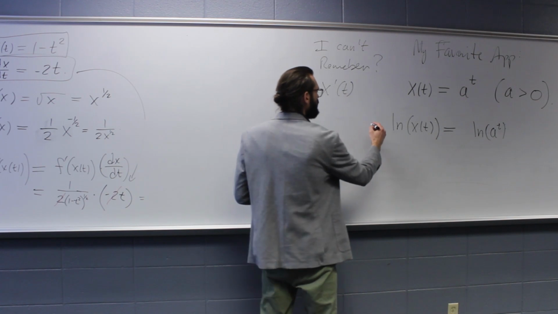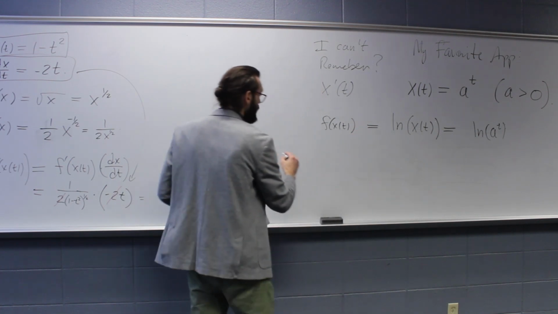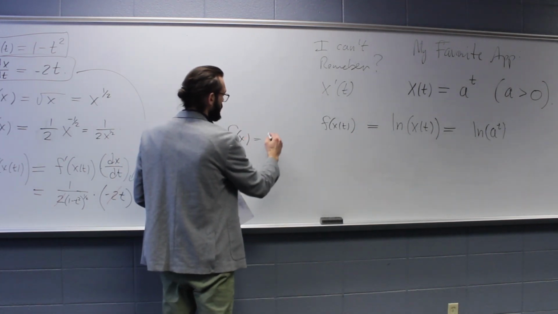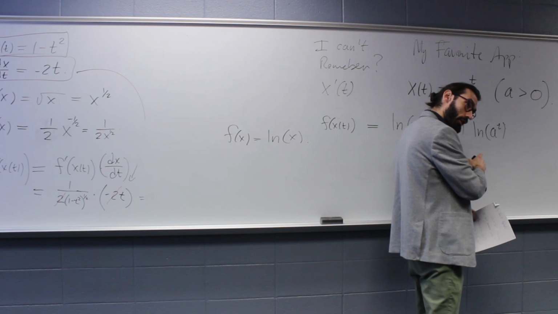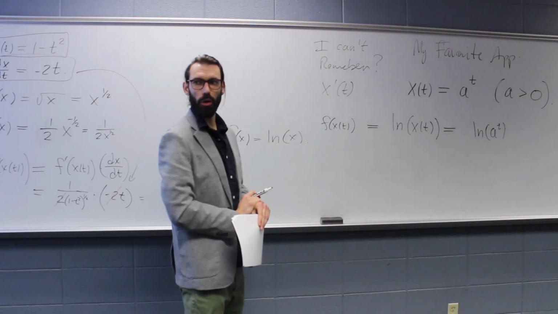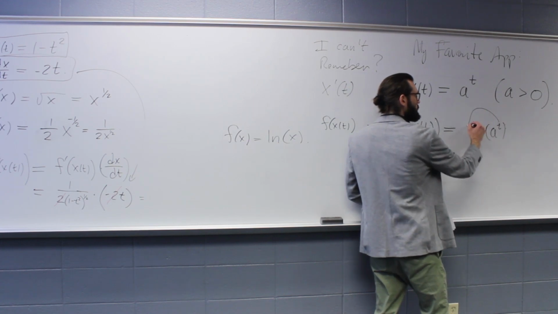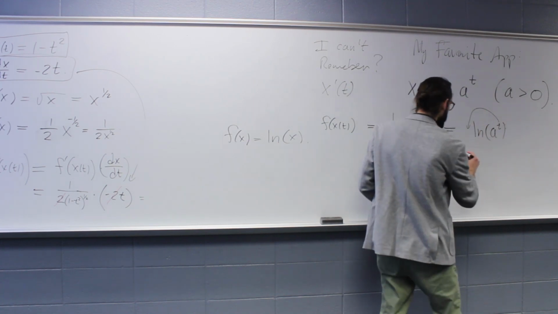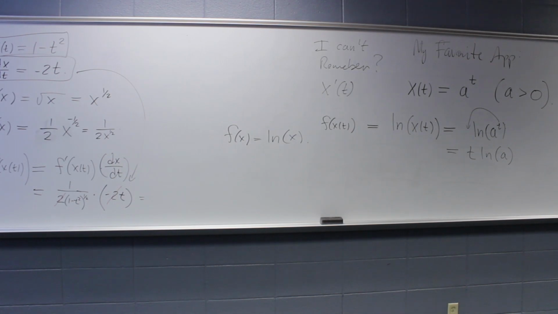Maybe we'll call this f of x of t. So here, f of x equals the natural log of x. What can I use here? Going to do some algebra. I want to take the t and put it out front. And what's this thing? It's just a constant.